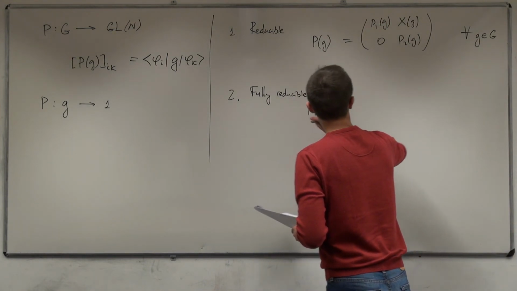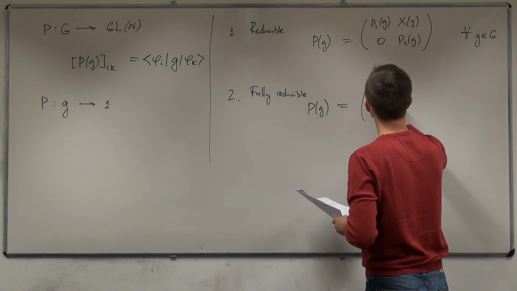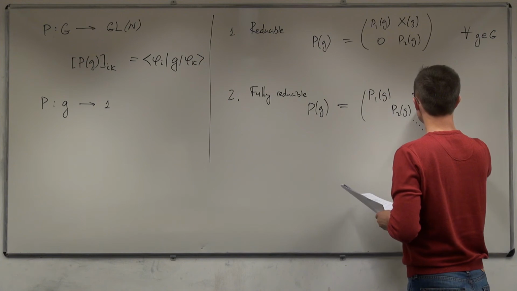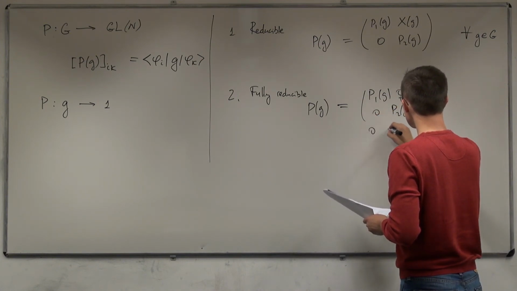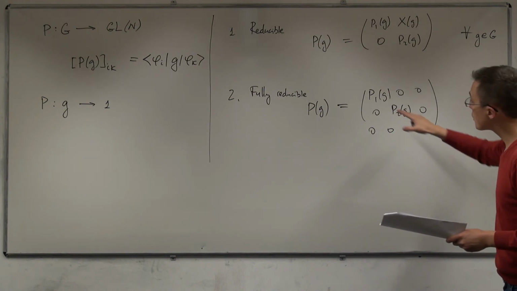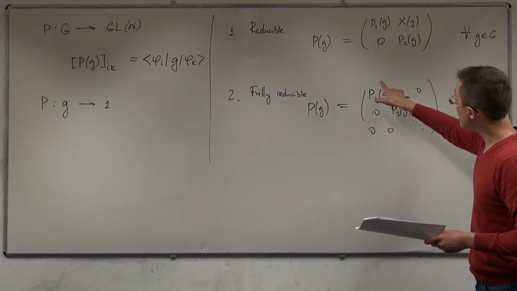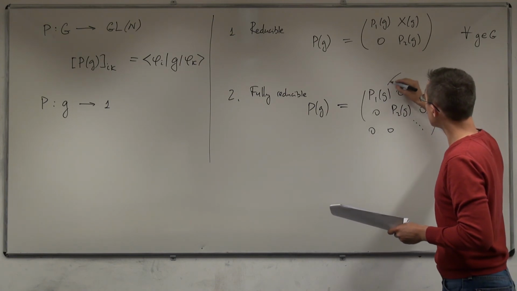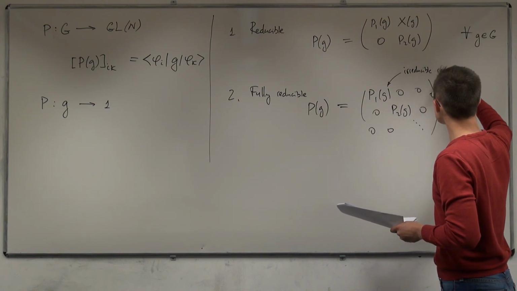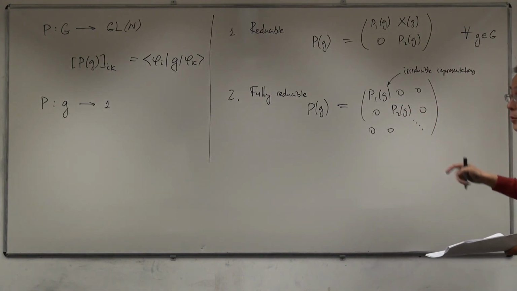If we can also get rid of X, and so we can make it into P1 of G, P2 of G, and maybe other diagonal blocks, and the rest are zeros, then the representation is called fully reducible, and as soon as we've achieved a situation where it cannot be reduced any further, these individual blocks become called irreducible representations, because they themselves cannot be reduced or blocked out any further.